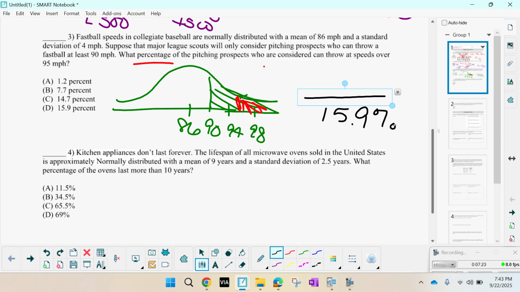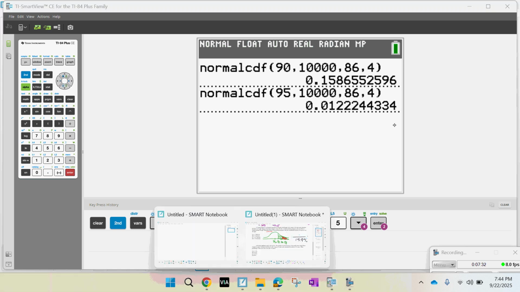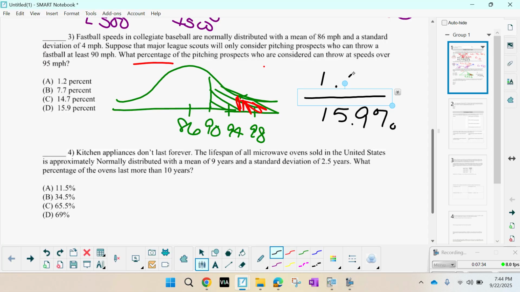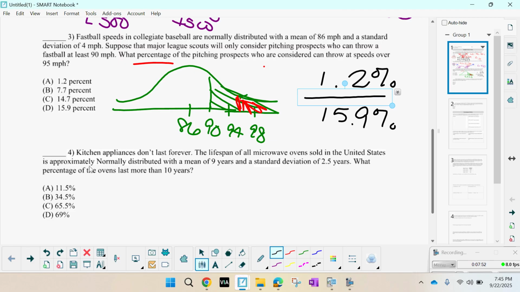And then our numerator, that's our other normal CDF, which was 0.012. So this would be about 1.2%. So that's going to be our numerator. And then all you've got to do is grab your calculator and find out what your answer is. I just divided those two decimals. I got 0.077, so about 7.7%. And I believe that is our answer.